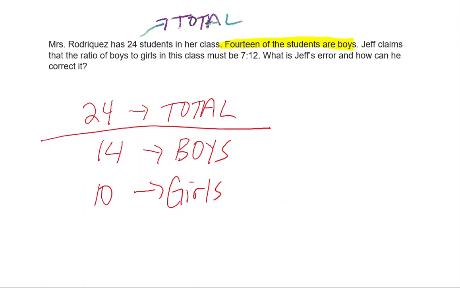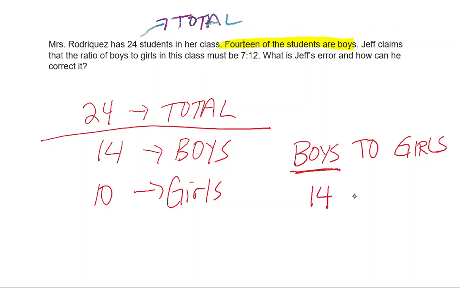Let's read the question and see what they're asking. Jeff claims that the ratio of boys to girls in this class must be 7 to 12. Well, let's figure out what is the ratio of boys to girls. So I'm writing out, they want boys first, and order matters. There are 14 boys to girls. There must be 10 girls if there are 14 boys because there were 24 in all. So if we simplified 14 over 10, that would be 7 over 5. So we see that Jeff has the wrong answer.